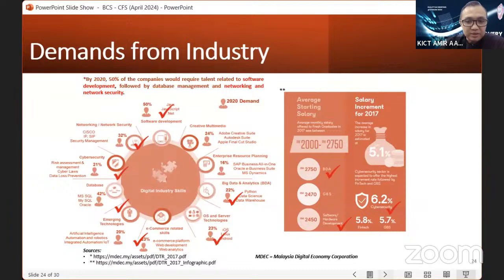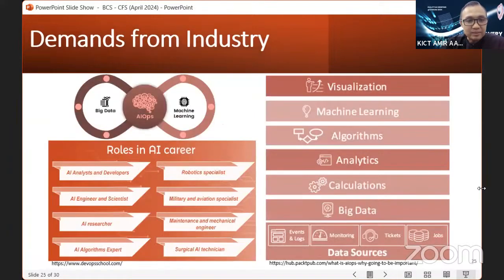So these are the demands from the Malaysian side. This data is from MDEC quite a while ago, but even with the new data, we are seeing that salary increment is quite good for graduates in computer science or in information technology. So we also expect this to go on as more organizations, after the pandemic, move to automate and digitalize, or move towards digitization of their processes and so on.